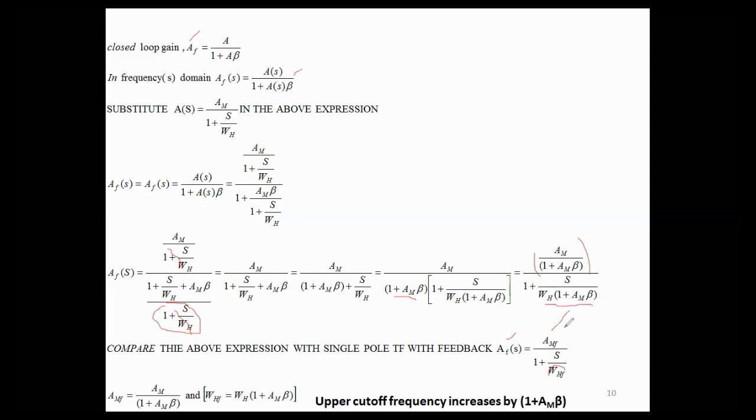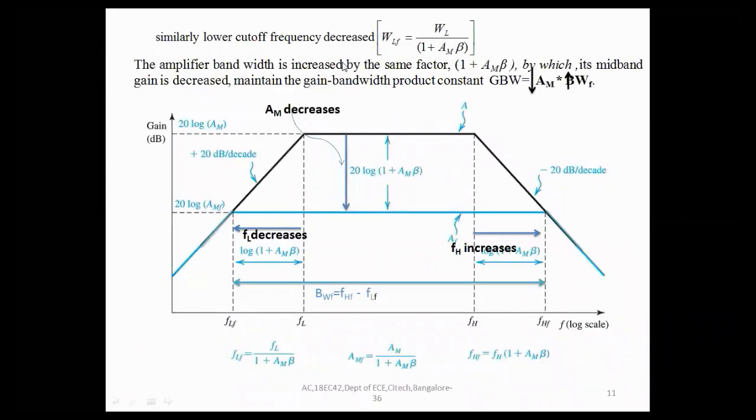After connecting the feedback, the higher cutoff frequency increases by the feedback factor, that is 1 plus Am beta. So the upper cutoff frequency increases. Similarly, let us move to the lower cutoff frequency. The lower cutoff frequency decreases. How it decreases: WLF equals WL divided by 1 plus Am beta. If you derive it the same way as the higher cutoff frequency, you get this expression. So the lower cutoff frequency decreases.